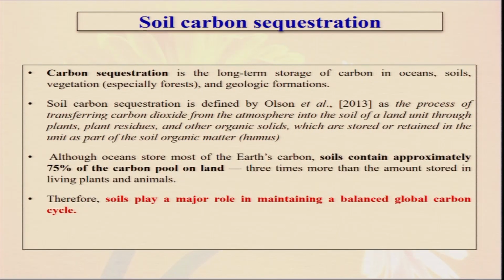Although the ocean stores most of the earth's carbon, soil contains approximately 70% of the carbon pool, and soil plays a major role in maintaining the global carbon cycle. Soil is not only the emitter of carbon dioxide, but also the place where we can sequester. How we manage our soil, how we can sequester the carbon in the soil, upon that our carbon sequestration potential depends, and organic farming has a very prominent role in this aspect.